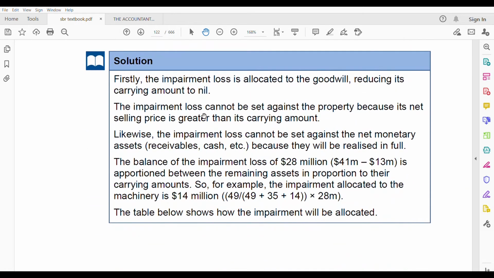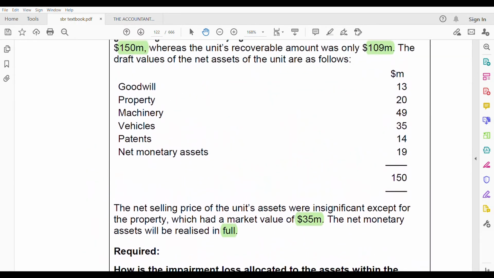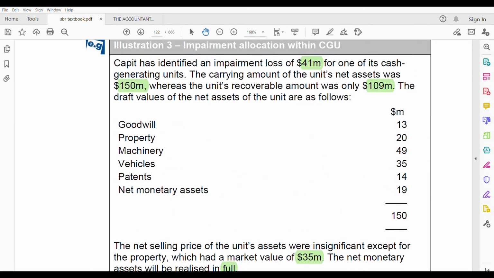The impairment loss cannot be set against the property because its net selling price is greater than its carrying amount. Can you allocate it against property? They say no, because the selling price is greater than the carrying amount. The carrying amount of the property is 20, but the market value is 35. That means no impairment has occurred for property. You cannot take impairment for the property because the market value is higher than the carrying amount.